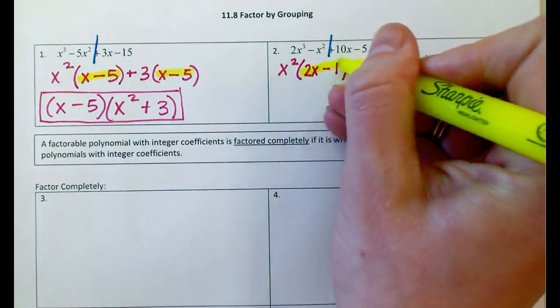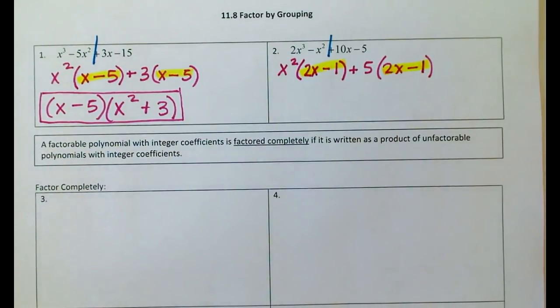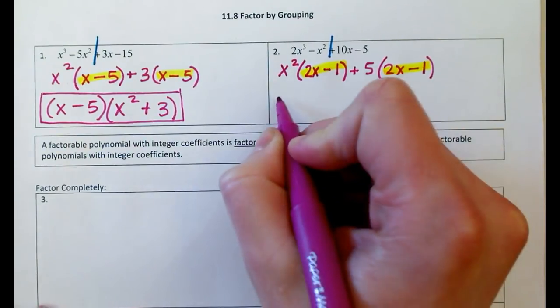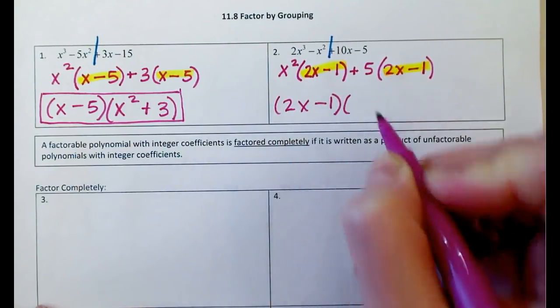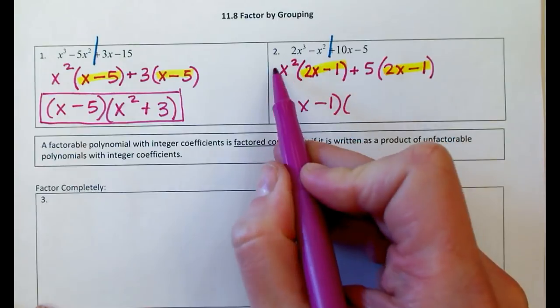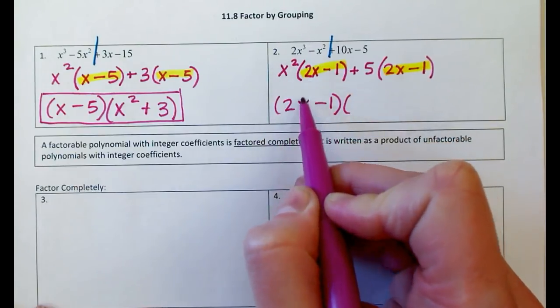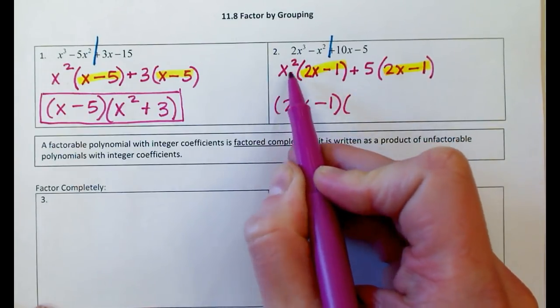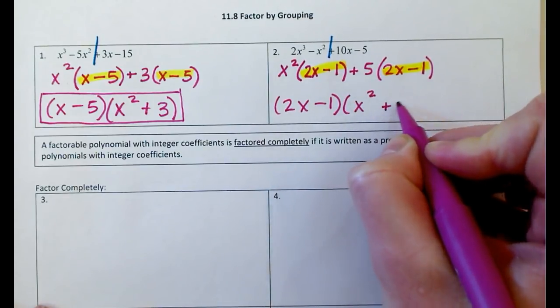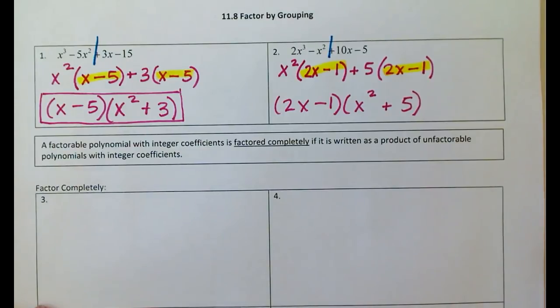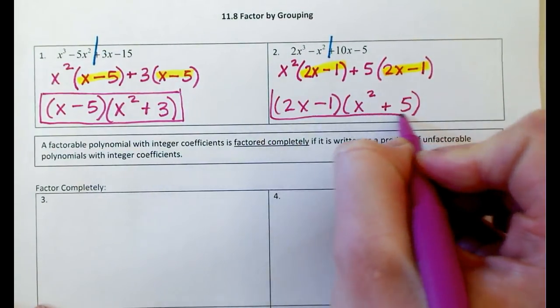Here's how we know we're on the right track. We have matching factors in both of these terms now. Factoring that out as my GCF, I have 2x minus 1. And multiplying by what I have left over on both of those terms, I have x squared and a positive 5 left over. And I have factored this completely.